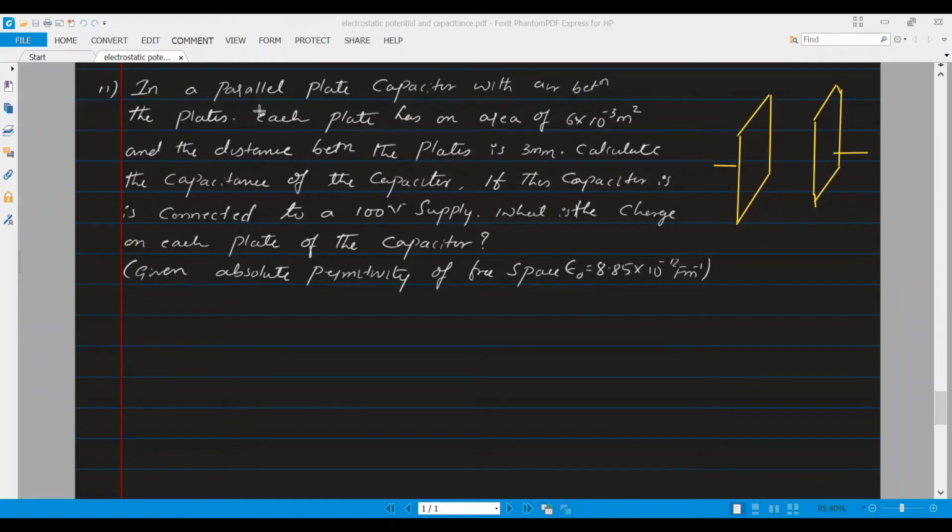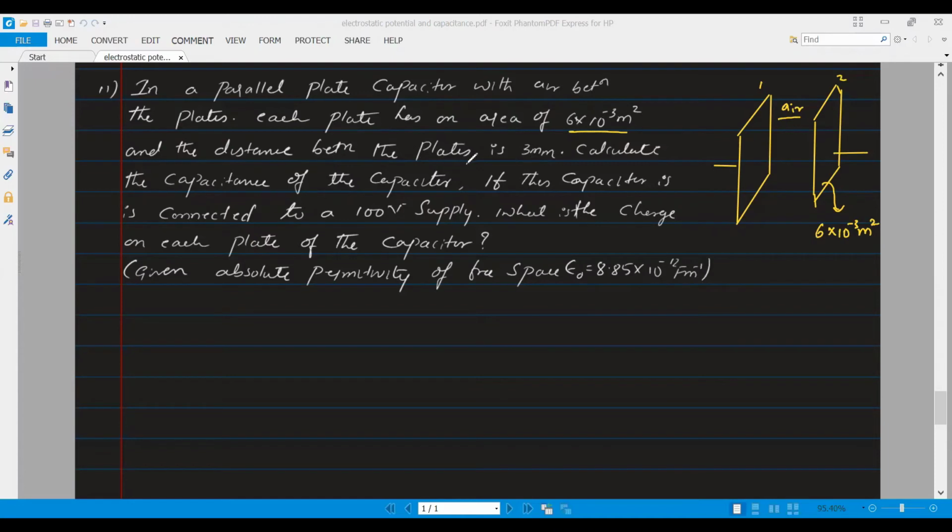Let us go for this problem. In a parallel plate capacitor with air between the plates. Illi plates idave eradu. So let us consider this is plate 1 and this is plate 2. Between the plates there is the air. Illi enide anta helta iddaru, air ide anta helta iddaru. Each plate has an area of 6 into 10 to the power of -3 meter square. The area of this is given, that is 6 into 10 to the power of -3 meter square.